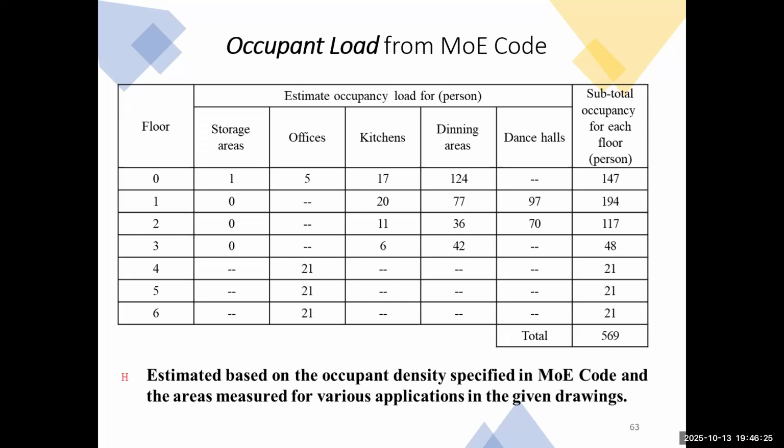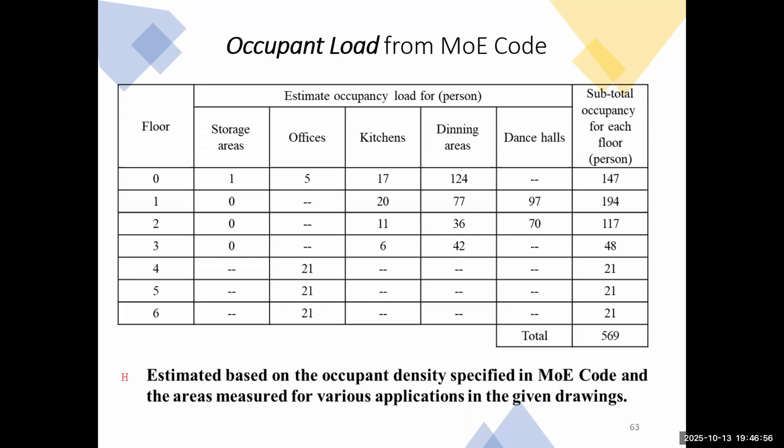And for floor 1, we have the kitchen, the dining area, and here we also have the dance halls. So the occupants will rise to 194. And for floor 2, we also have the kitchen, dining area, and dance hall, and it is 117 people. And for floor 3, we just have the kitchen and the dining area, and it is only 21 persons.